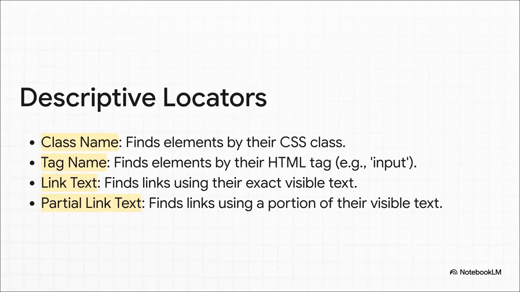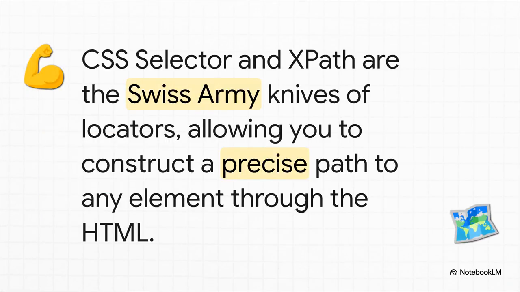Then you have a whole group of locators that are more, let's say, descriptive. You can find an element by its style. That's the class name. Or you can find it by its type, like saying, hey, find me all the input tags on the page. And for links, it's even easier. You can find them by the exact text you see, or even just part of that text. Super useful.